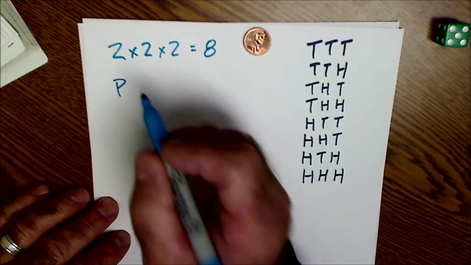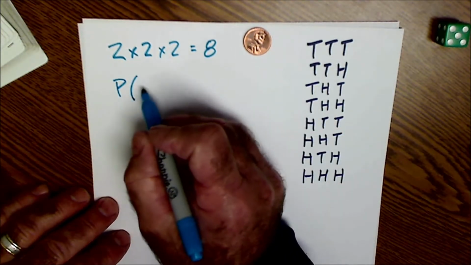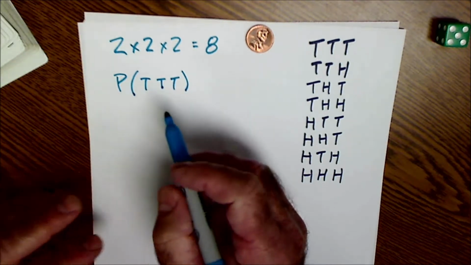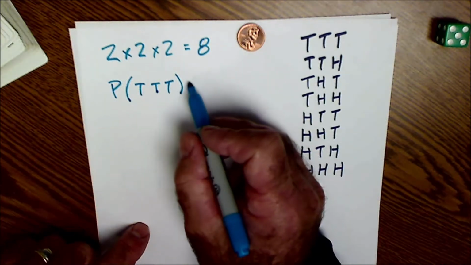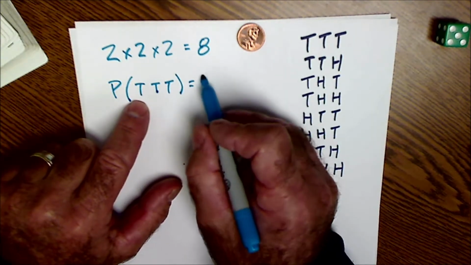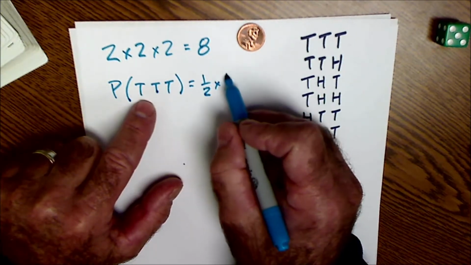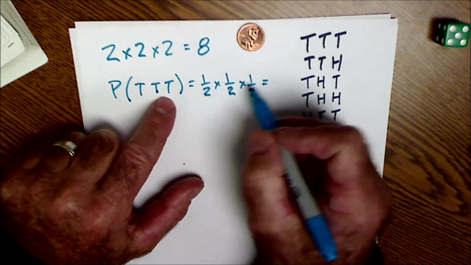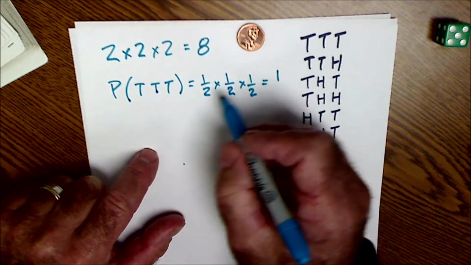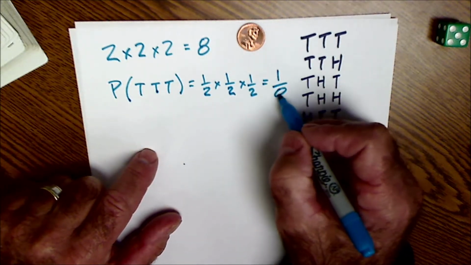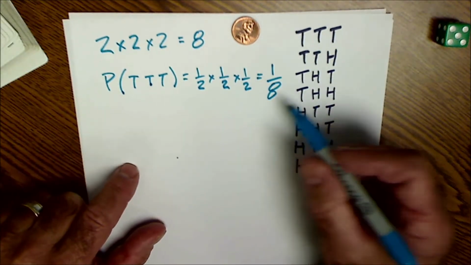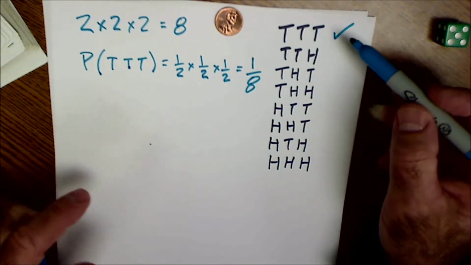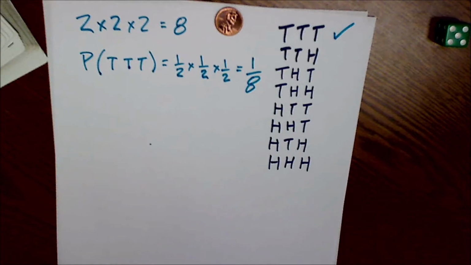So let's say I flip that coin 3 times. What's the probability of getting tails, and then tails, and then tails? Well, and then means multiply each time. So probability of getting tails, 1/2, and then tails, 1/2, and then tails, 1/2. I multiply across the top to get 1, multiply across the bottom to get 8, and I can see it's 1/8. Or I could look at my sample space and see that there's only one outcome where all of them are tails.